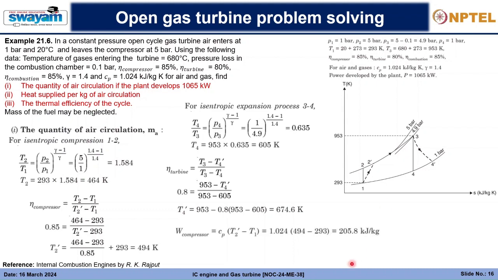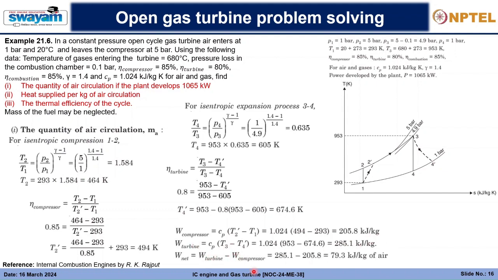Next, we can find the work done by the compressor as Cp into T2 dash minus T1, that is 205.8 kilojoule per kg. Next, the work done by the turbine can be found out as Cp into T3 minus T4 dash, that is 285.1 kilojoule per kg. The net work will be work of turbine minus work of compressor, that is around 79.3 kilojoule per kg of air.